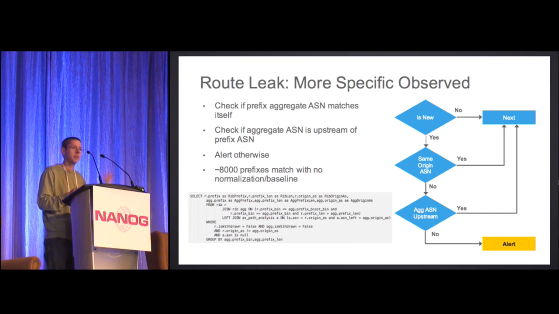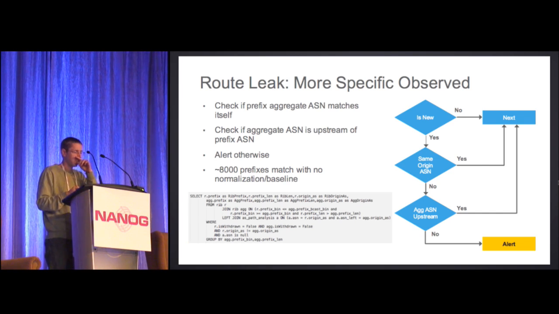So we look at the upstream of the ASN, or the aggregate ASN, and we would say, what upstream providers do they have? And we would check to see if this more specific is within that list. And if that specific is within the same list of upstream providers, we would consider that most likely okay as well. Or if it's not in the list, we would send an alert and say that this is a potential problem.